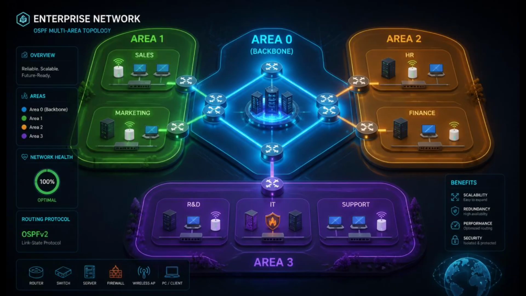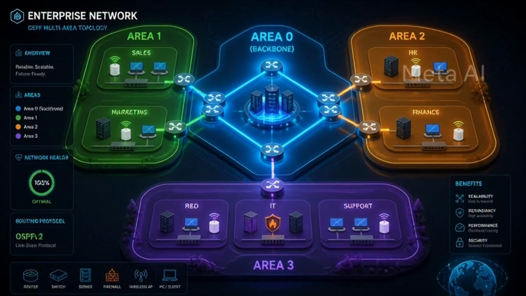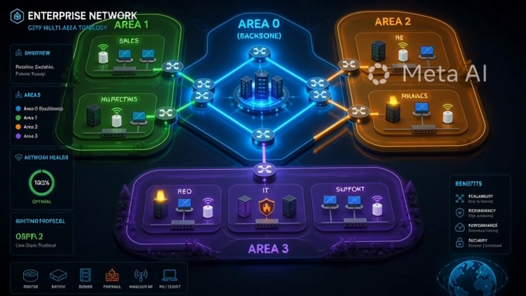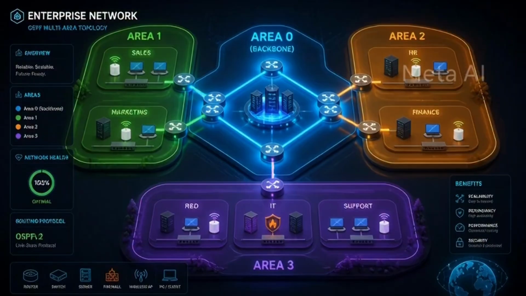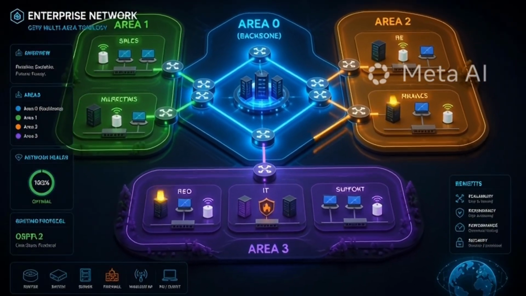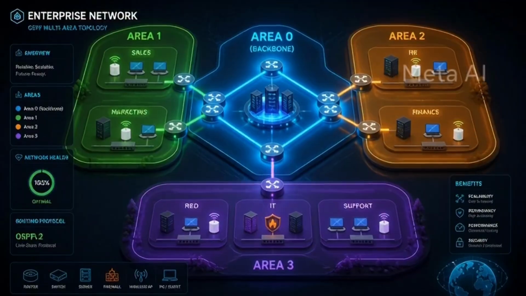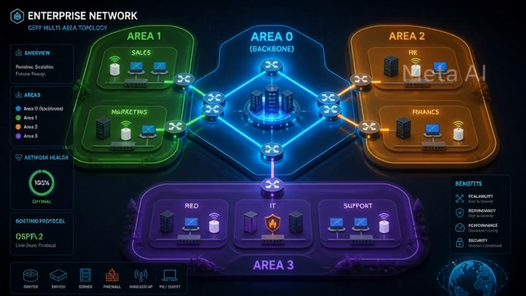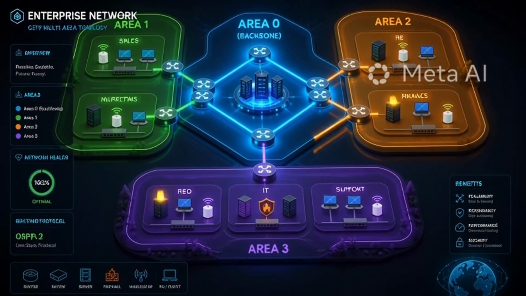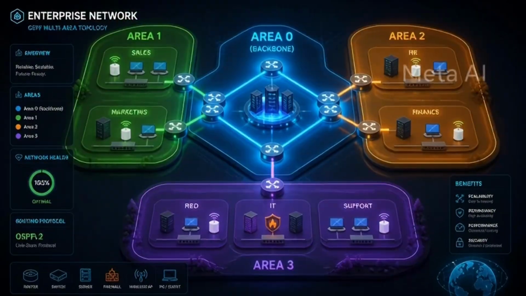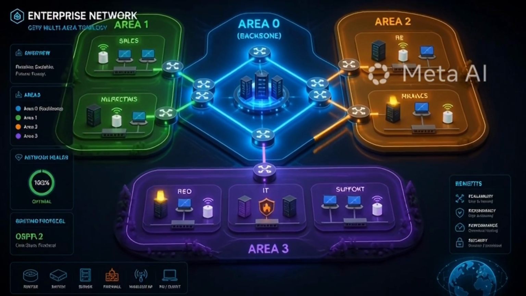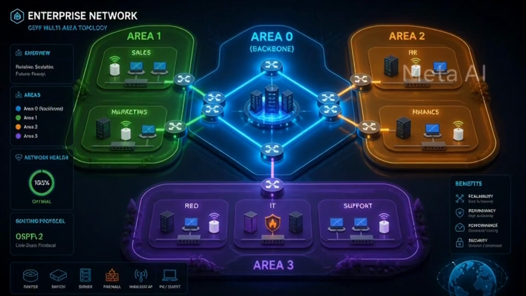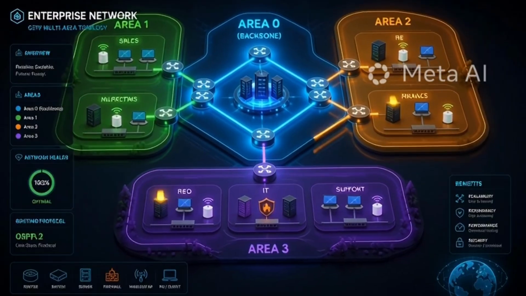Large networks are divided into areas. The most important area is area 0, also called the backbone area. Other areas connect to area 0. This keeps the database smaller and makes the network scale better. Imagine a country with many cities. Instead of every city storing every street, each city stores local roads and uses the national highway system to reach other cities.